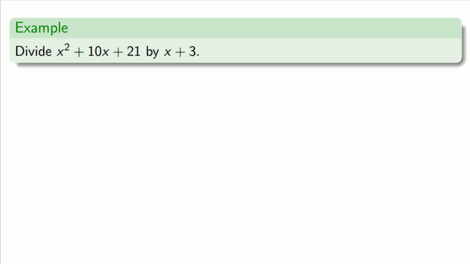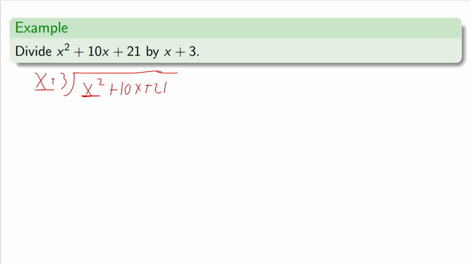Okay, and so now the question is, how do we translate this into long division? Well, I want to divide x squared plus 10x plus 21 by x plus 3. So I take my x plus 3 and I say, okay, I want to divide by x squared plus 10x plus 21. So how do I do this? Well, you always start with your leading term, the leading terms of both polynomials.